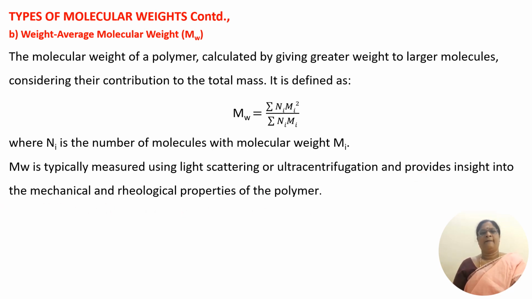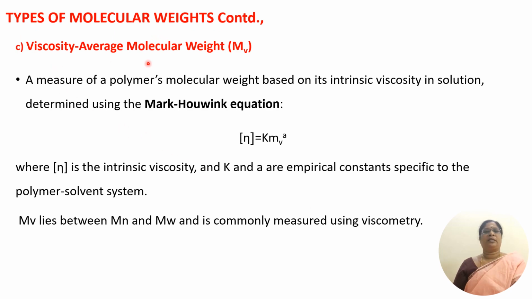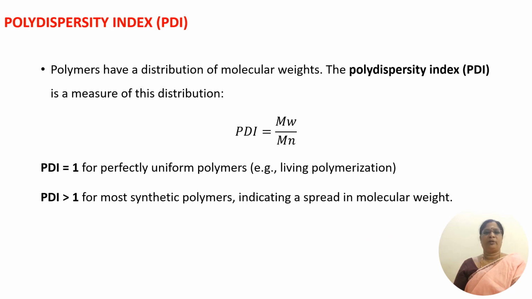The third one is the viscosity average molecular weight. It is a measure of the polymer's molecular weight based on its intrinsic viscosity in solution, determined using the Mark-Houwink equation. According to the Mark-Houwink equation, eta is equal to K Mv power a, where eta is the intrinsic viscosity, K and a are empirical constants, and Mv is the viscosity average molecular weight. Usually Mv lies between Mn and Mw and it is commonly measured using viscometry.